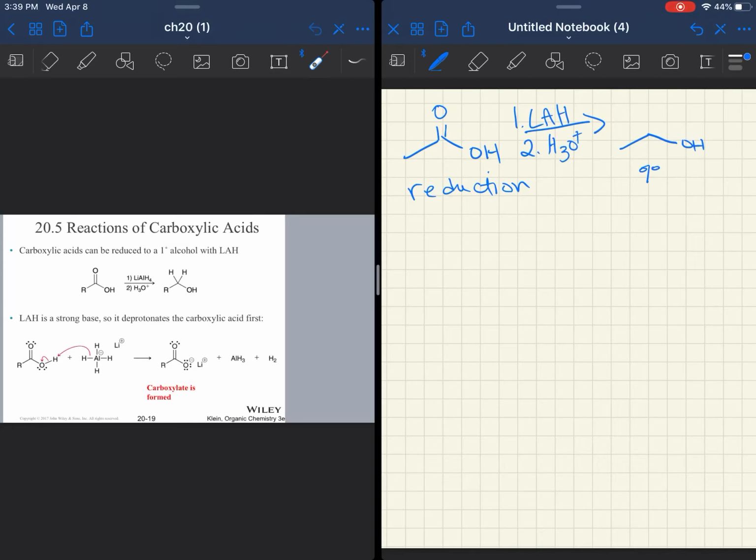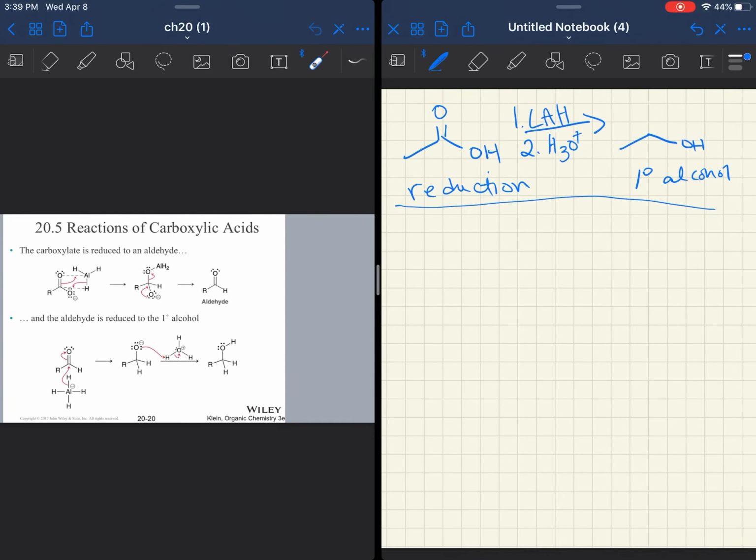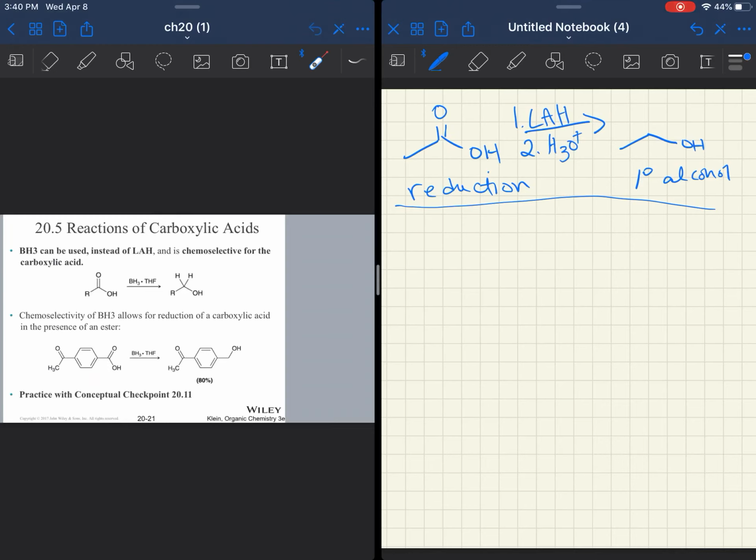It's important that you make these two separate steps. It's dangerous to put water in with the lithium aluminum hydride. This will reduce a carboxylic acid to a primary alcohol. You do not need to know the mechanism, but you do need to recognize that this set of reagents works for carboxylic acids, whereas something like sodium borohydride does not.